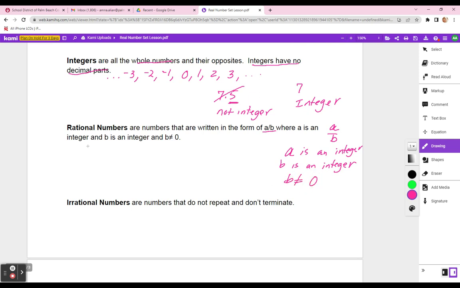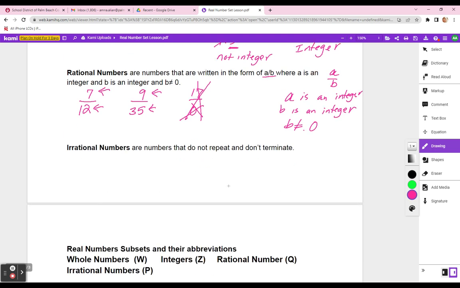Okay, so here's an example. 7 over 12. That's a rational number because a is an integer, and b is an integer. That's a rational number. 9 over 35. That's also a rational number because this is an integer and this is an integer. It's in the form of a over b. 17 over 0. This is not a rational number because b cannot be 0, remember? So this is not a rational number. All right, and there's lots and lots of examples, but these are just two examples to start with.